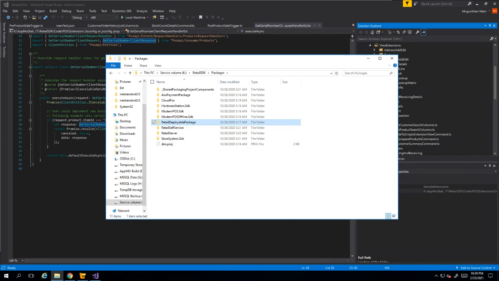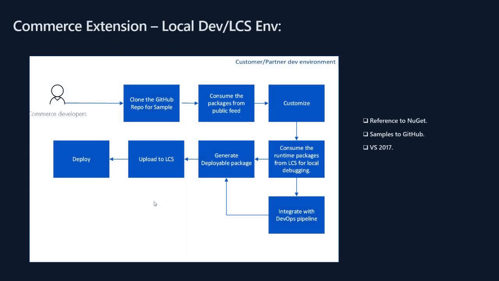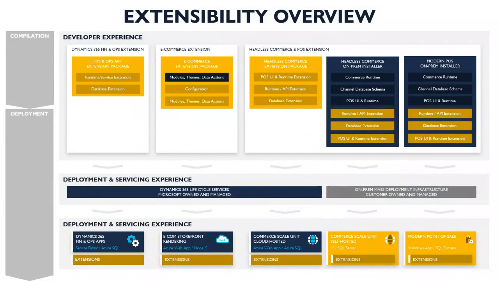Okay, so with that, we are almost coming to the end of the client side extension. From the overall flow, as a developer, you get the extension, you do all your customization, you package it, and then you upload to LCS, and finally deploy to your environment. You can also, as I said, integrate with a DevOps pipeline. So, a quick summary of overall what we did. As a customization, you can see that all the yellow boxes are customizable.